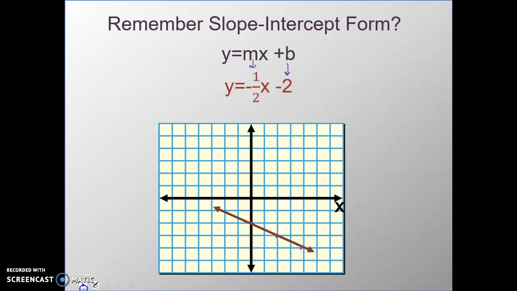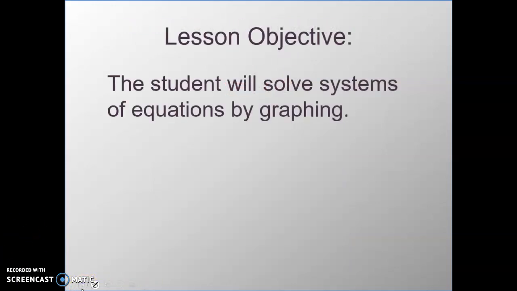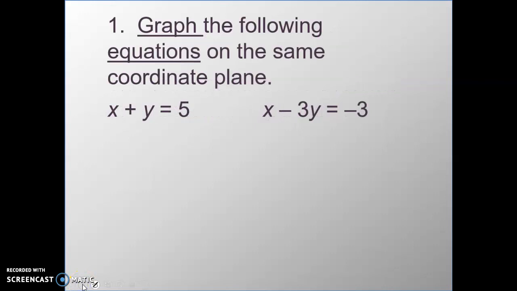Connect that line and we've got our line there. Our lesson objective for today is this. You, the student, will solve systems of equations by graphing. Now that may sound complicated, but it's actually pretty easy. Hopefully, again, this comes back to you as we go through this.